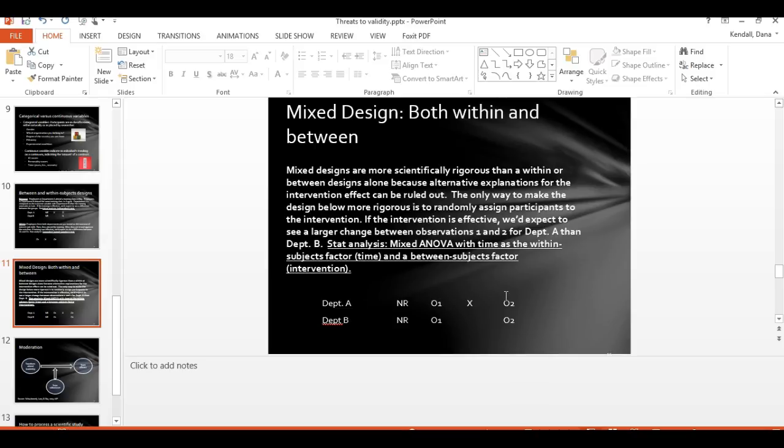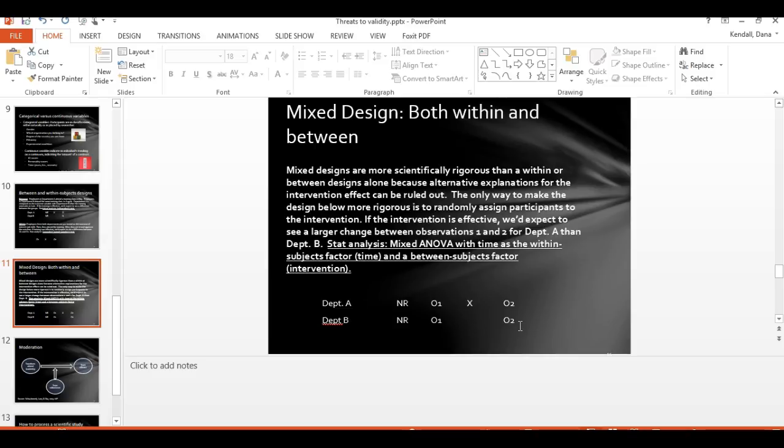We can rule out the testing threat because if people are primed in this group, they'll also probably be primed in this group. And if this Group 1 or Department A still shows a significant jump between 1 and 2, more so than Department B, then we can at least have a little bit more evidence to infer that our training program, or our IV, whatever it is, has been effective in moving the dial on the DV.